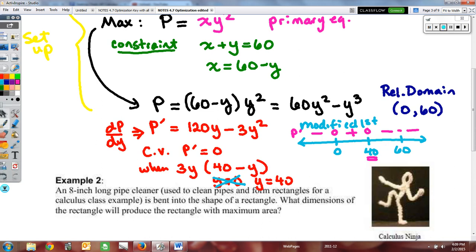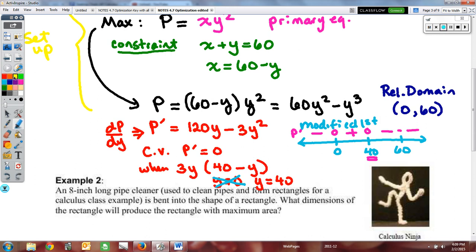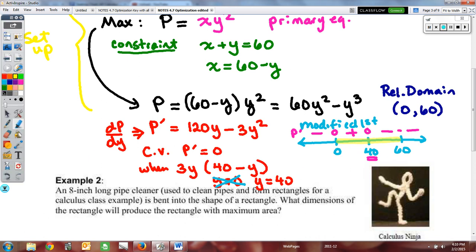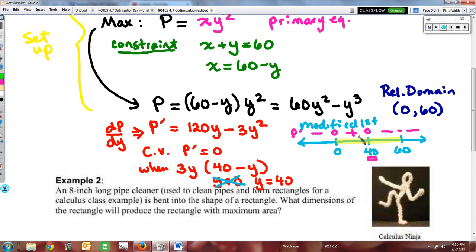But we are only concerned with the portion that is from 0 to 60. We don't care about what happens anywhere else. And notice that as you are looking at this, from 0 to 40, the first derivative is positive. From 40 to 60, the first derivative is negative. So it's always positive on the relevant domain before the critical value and always negative after. And so that's what I need for the modified first derivative.